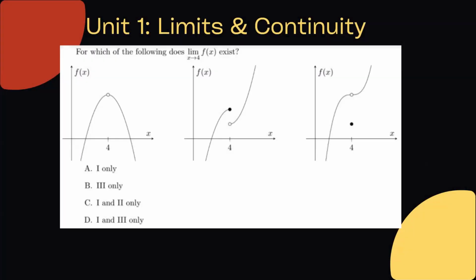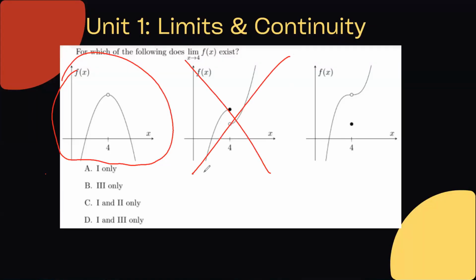And for this one, for which of the following does the limit as x approaches 4 exist? Remember, for the limit to exist does not mean that the function actually has to hit the same value exactly at 4. So this graph right here has a limit as x approaches 4. It exists. This one does not because you have a jump discontinuity, so the left and right limits are not the same. And the third one here, the limit as x approaches 4 also exists because you have the same behavior from the left and right. So that's graphs 1 and 3.